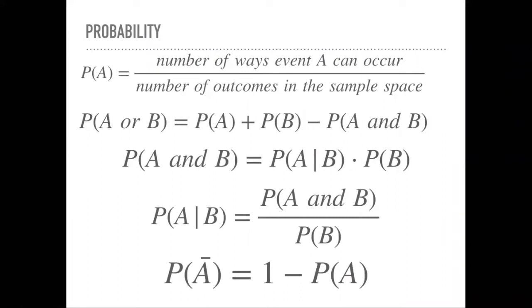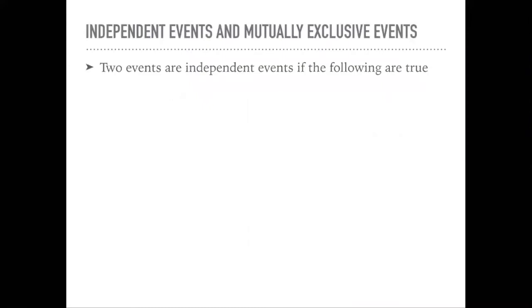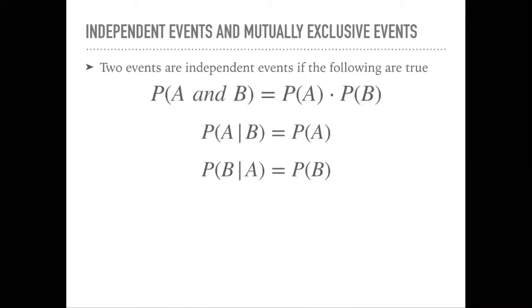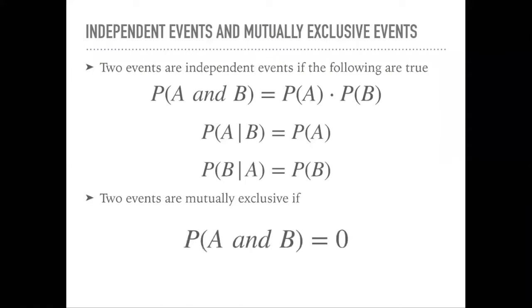Now, a couple of these formulas can be simplified just a little bit if we have events that are mutually exclusive or if we have events that are independent. So two events are independent events if the following are true. Basically we're saying that the probability that one event happens does not influence the probability of the other event happening. And so these three formulas would hold true if two events were independent. Now, if two events are mutually exclusive, then the probability that they occur at the same time is equal to 0.